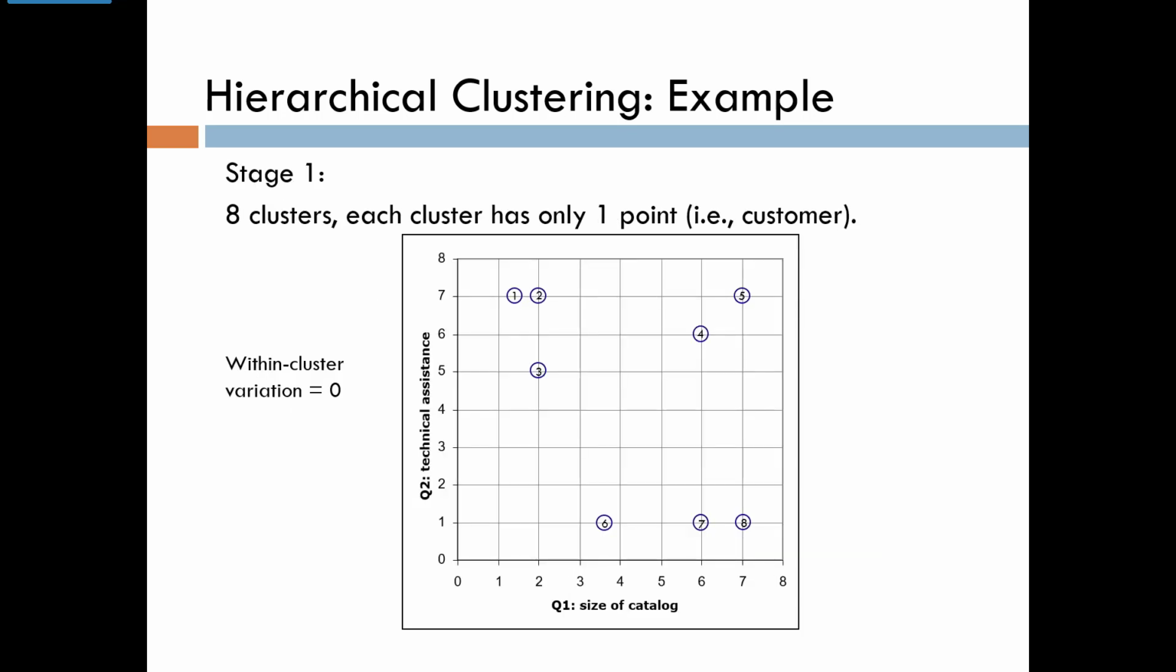Here's a hypothetical plot of the responses to those 2 questions from our 8 customers. Each point represents one customer, and the location of that point shows their answers on the 7-point scales that we used. The x-axis shows the response on question 1 about the desired catalog size, and the y-axis shows the response on question 2 about the need for tech support. For example, customer 1 responded with a 1.5 on question 1 and a 7 on question 2. Each observation is assigned to its own cluster, so there are 8 clusters in this initial stage, stage 1.